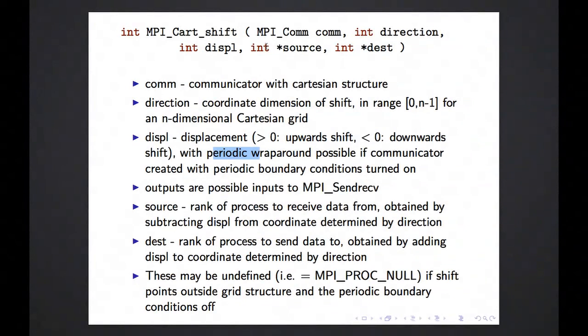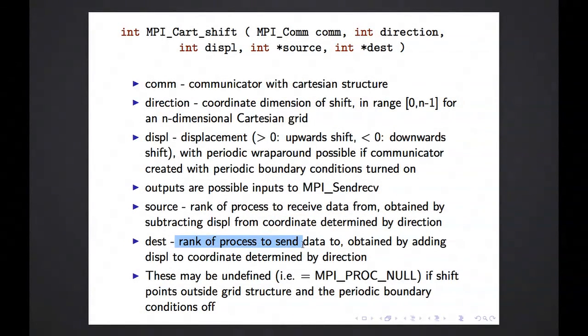So the outputs you get are source and destination. So you actually get two numbers, not just one. And this is because the output is really slated to work with MPI Send receive, which we have seen in previous lectures. So source is the rank of the process to receive data from. And this is obtained by subtracting displacement from the coordinate determined by direction, and destination is the rank of the process to send data to.